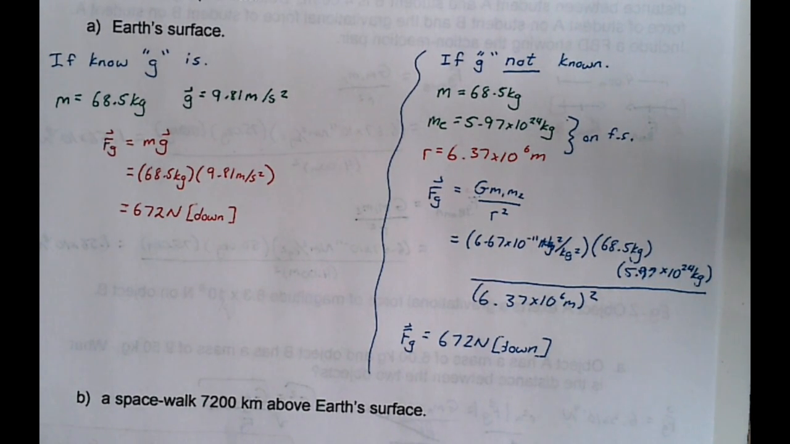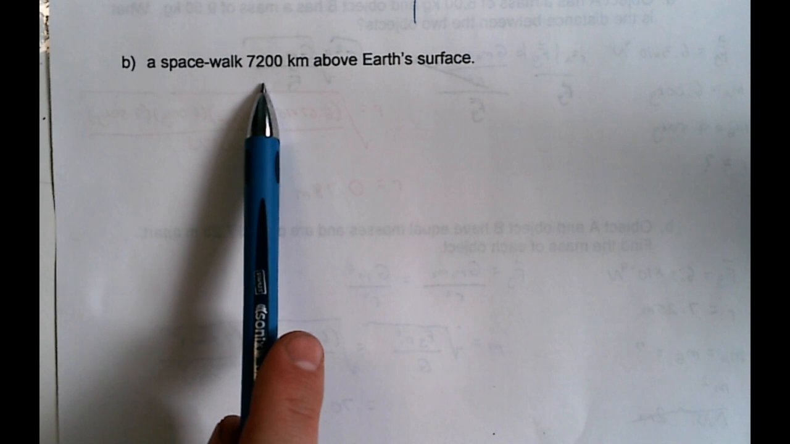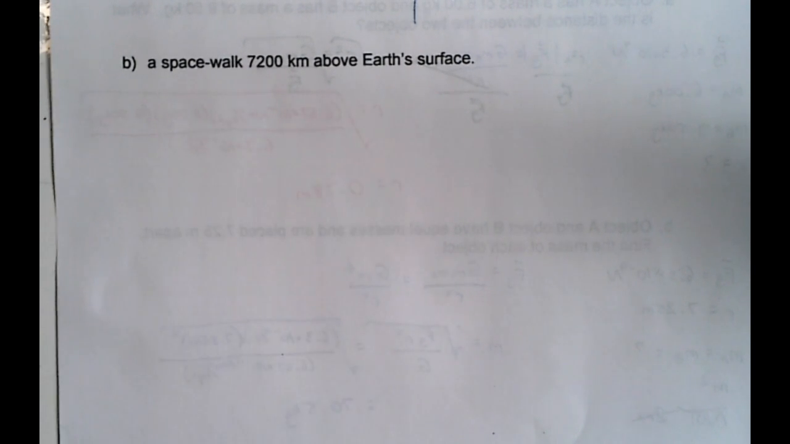So let's look at part B of this question. We have the same information, but the difference now is that the astronaut is not on the surface. The astronaut is now 7,200 kilometers above Earth's surface on a spacewalk.